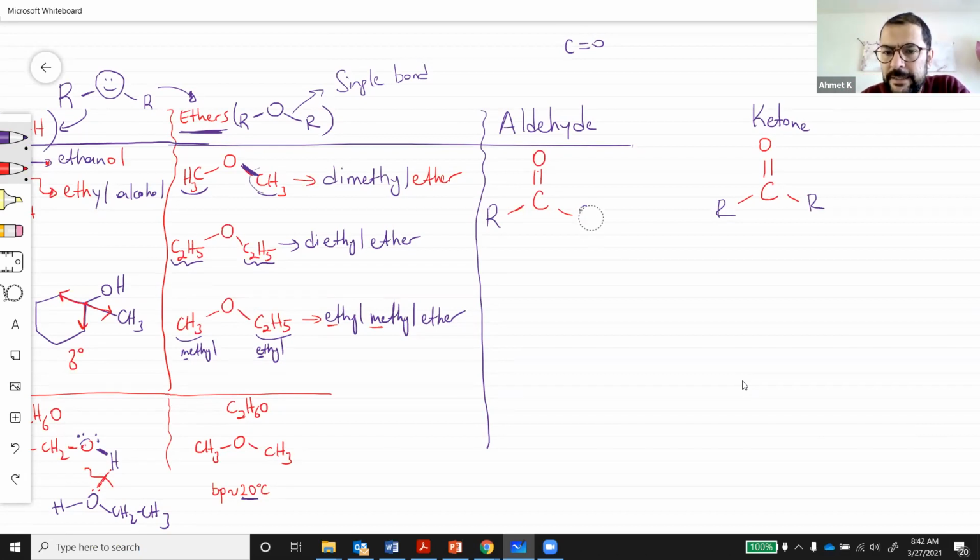But in the aldehyde, here's the difference. One is actually just a hydrogen. That's very important, okay? It's just one hydrogen, okay? And so whenever you have this situation, then the functional group is gonna be aldehyde, basically. But whenever you have 2 R groups, then it's gonna be ketone, right? Makes sense?